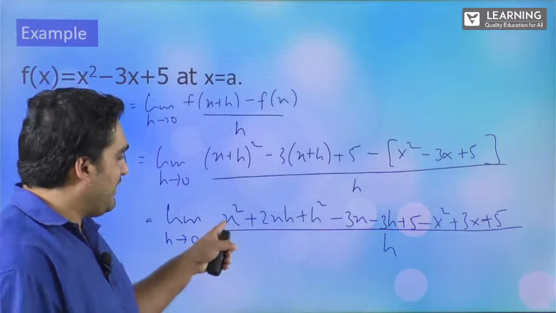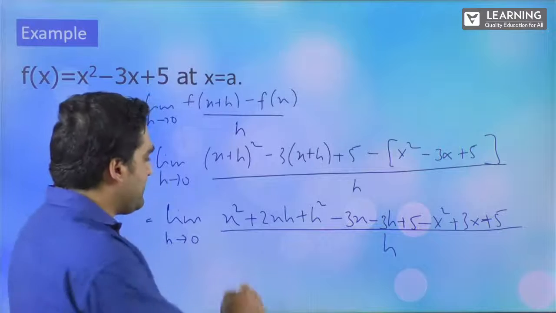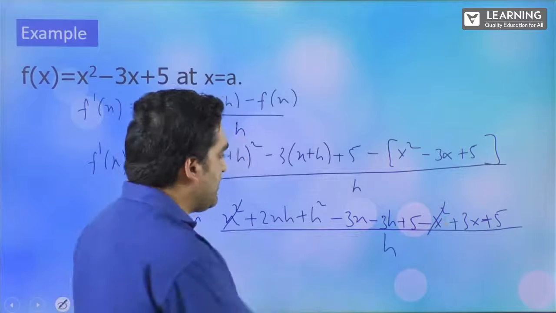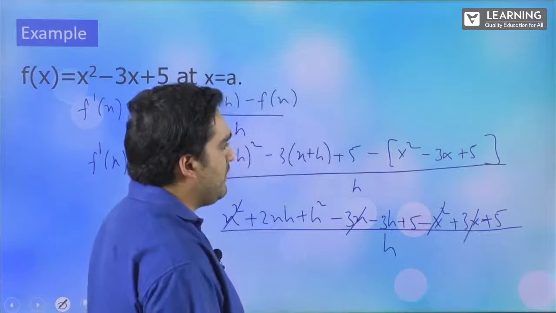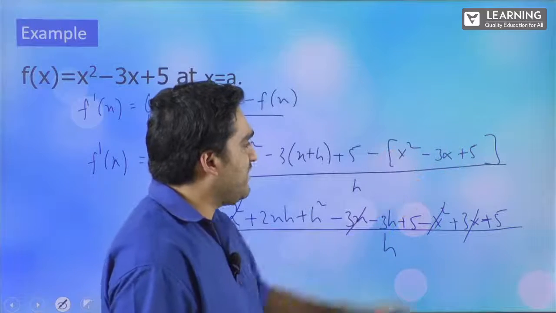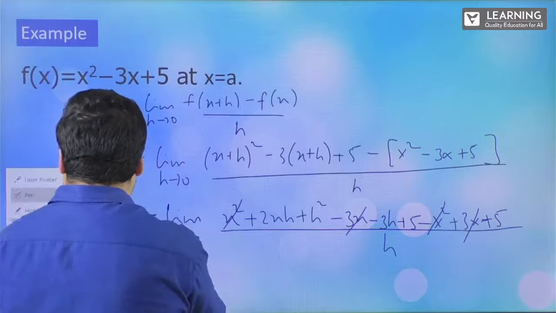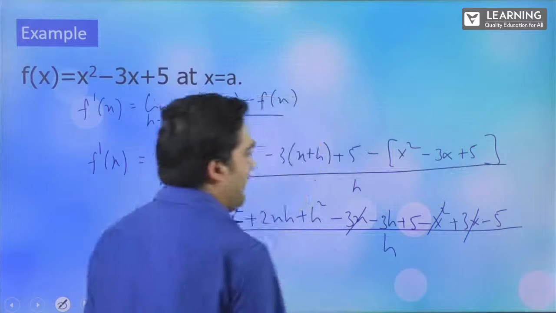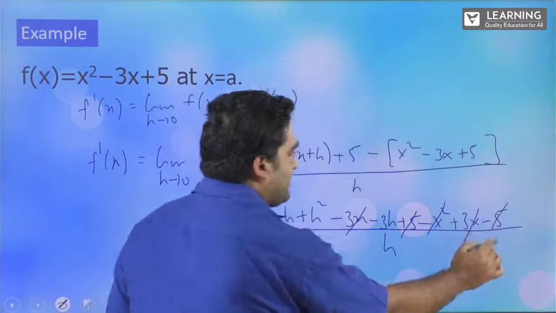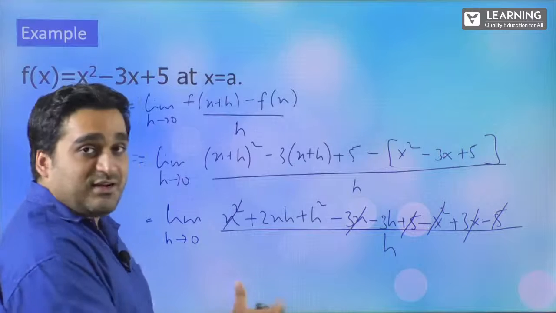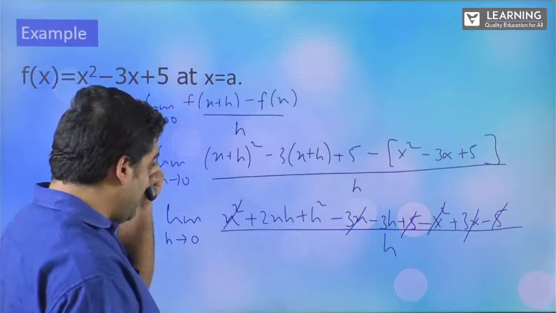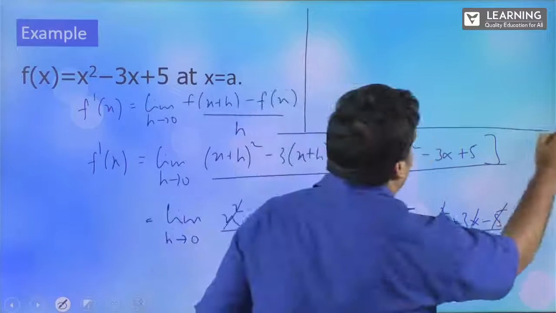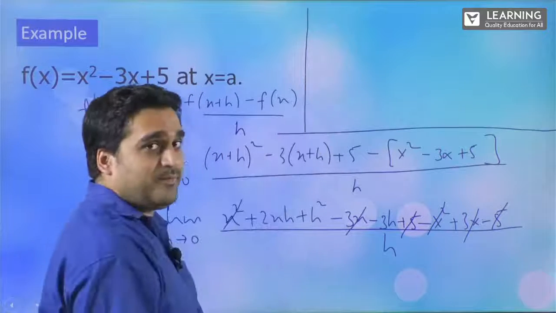Now let's simplify. x squared minus x squared cancels. Minus 3x plus 3x cancels. Oh, I didn't use the sign multiplication on 5. So let's use that sign multiplication on 5. Yeah, plus 5 minus 5 cancels. So let's write the things that are remaining. I don't have space. So continue that. All right.